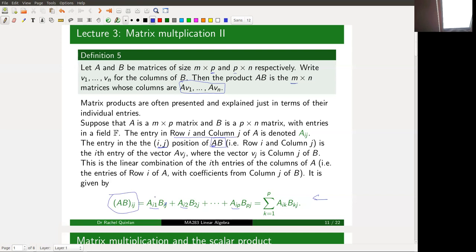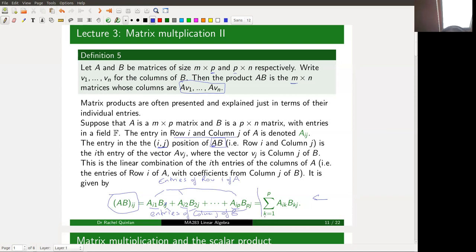So the entry in the ij position of the product AB is this product. It's a_i1, a_i2 up to a_ip. These are the entries of row i of A. Multiplied in turn by b_1j, b_2j down to b_pj. These are the entries of column j of B. And so basically, the ij entry of the matrix product AB is assembled from the ith row of A and the jth column of B by taking the first entries, multiplying them, second entries, multiplying them, and so on, and then adding together all those products. That can be done as long as the number of entries in a row of A matches the number of entries in a column of B.